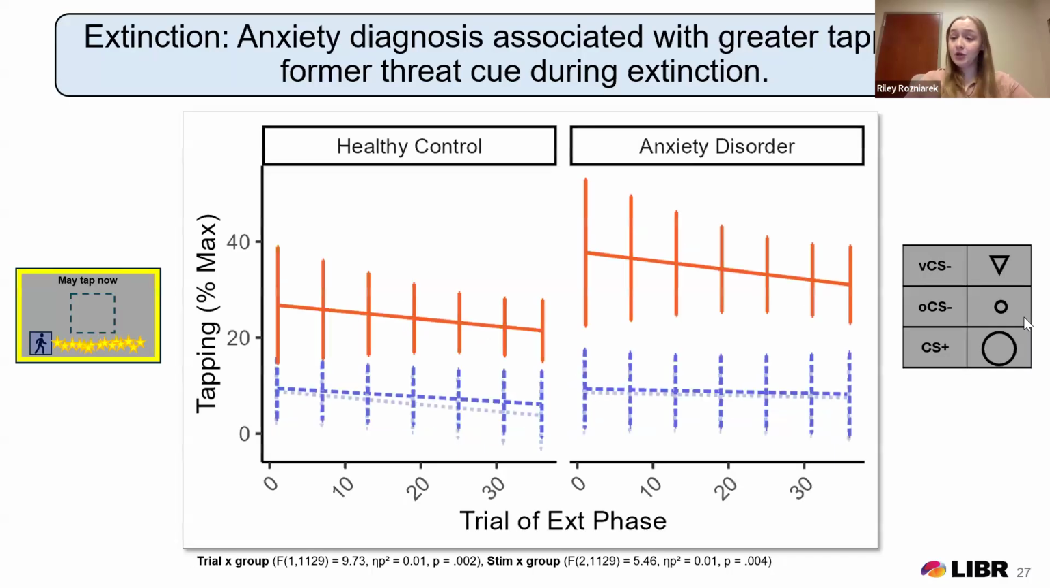And then similar to with anxiety sensitivity, those with anxiety disorders also had greater tapping to the former threat cue during extinction. So this graph again is looking at the percentage of tapping across the trials of the extinction phase. So as the time is going on with the extinction, we see that those with an anxiety disorder diagnosis had increased tapping to the threat cue or former threat cue seen in orange, despite this now being maladaptive because there is no longer a threat.